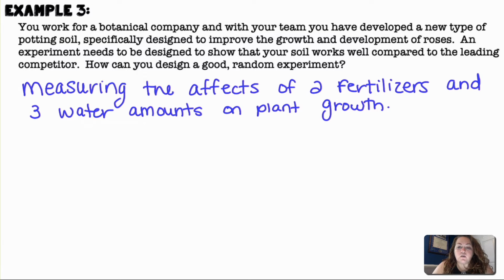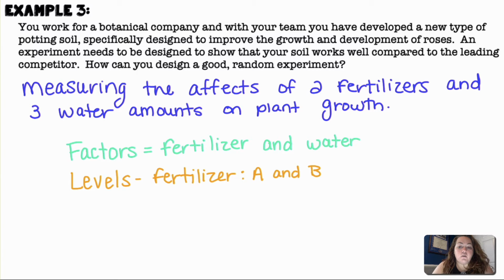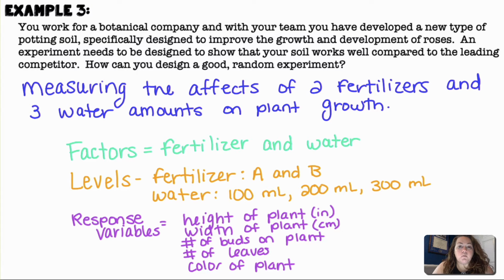All right, so measuring the effects of 2 fertilizers and 3 water amounts on plant growth, we could look at that. So my factors would be fertilizer and water, and my levels would be fertilizer A and B, and then water in different amounts, so like 100 milliliters, 200 milliliters, 300 milliliters. And my response variable would be whatever it is I'm going to measure. Okay, so maybe I'm measuring height of the plant in inches, width of the plant in centimeters, number of buds on the plant, number of leaves, color of the plant, etc.